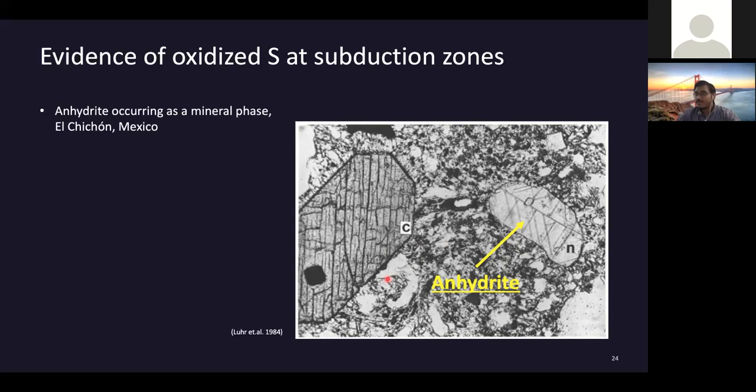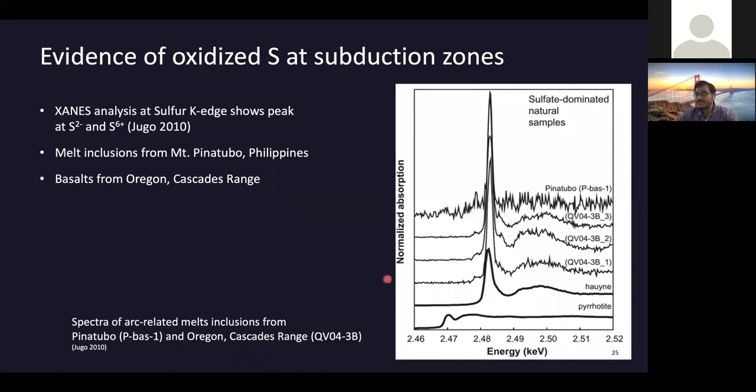After the discovery of oxidized anhydrite at subduction zones, people have tried to look at other subduction zones as well. To look at other evidence of oxidized sulfur, people have tried to do XANES analysis of the sulfur K alpha peak, which shows the difference in peak positions when it's sulfide and when it's sulfate. We see that in pyrrhotite, in which sulfur is present solely as sulfide, there is a peak at around 2470 electron volt. Whereas when the sulfur is present as sulfate in haüyne, the peak shifts to 2482 electron volt.